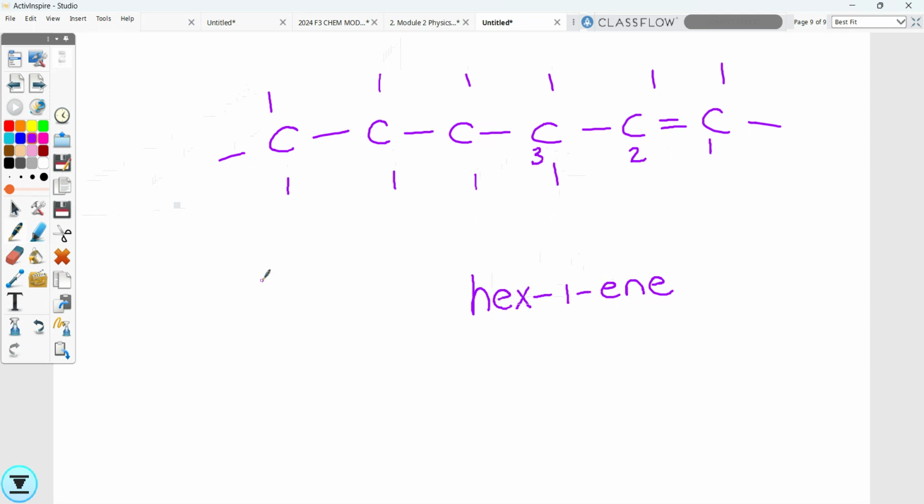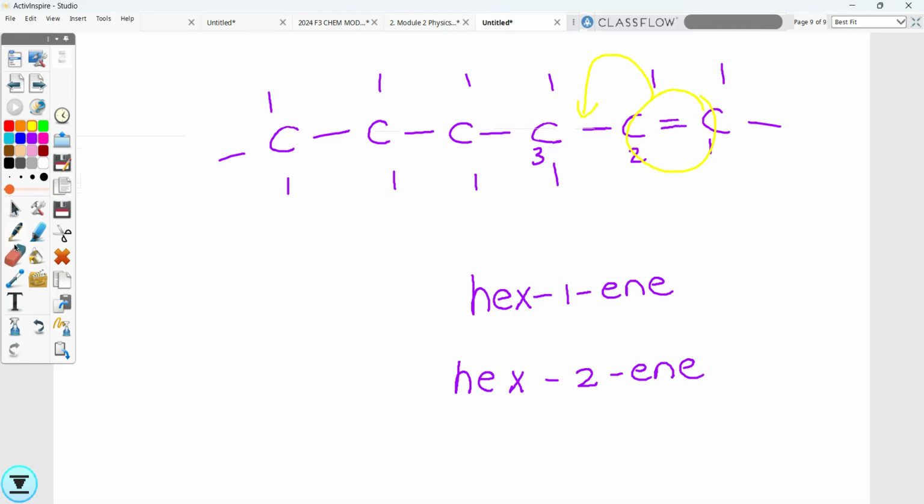Okay, so hex-1-ene. Now, if I ask you to give me a positional isomer, what are you going to do? When I say position, there must still be hex, but the number must change. So a positional isomer would be something like hex-2-ene. Can you now see it's a definition? The functional group is changing position. So this functional group moves from being after the first carbon to after the second carbon.